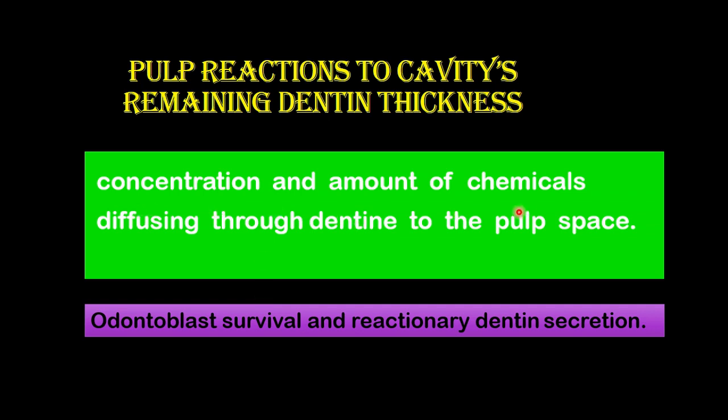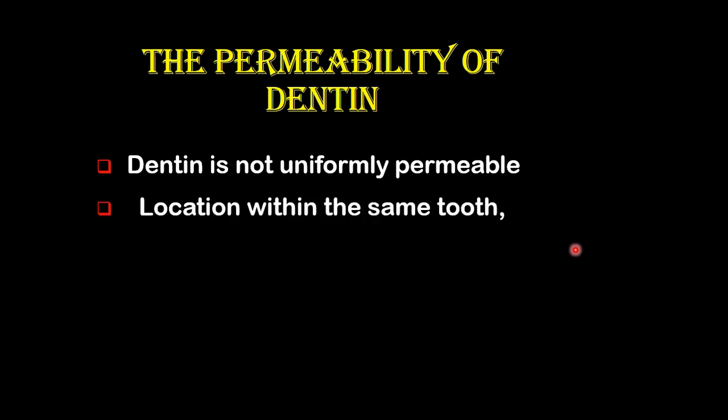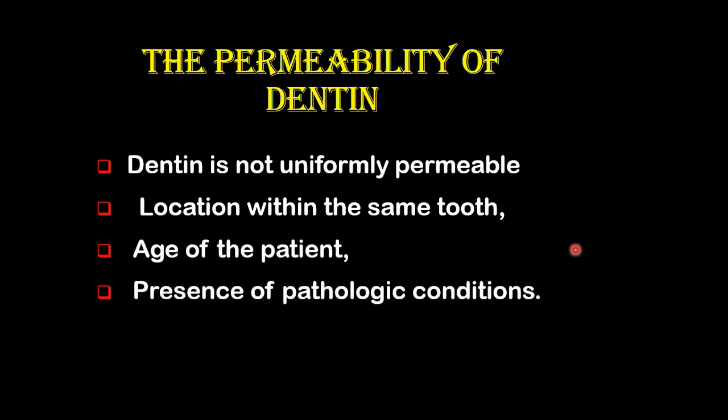And next, the concentration and the amount of the chemical diffusing through the dentin to the pulp also depends upon the thickness of the leftover dentin. Coming on to permeability of the dentin, we all know that dentin is not uniformly permeable. The thickness of the dentinal tubules and the density of the dentinal tubules vary in the different areas of the dentin. In the DEJ, the number is less, whereas as we move on to the pulp, the number increases. And the location within the same tooth, and the age of the patient, and presence of pathologic conditions.